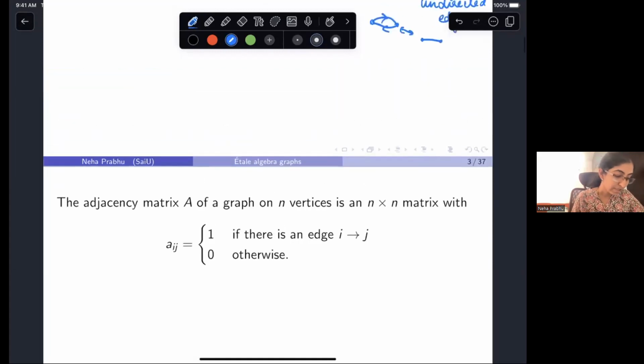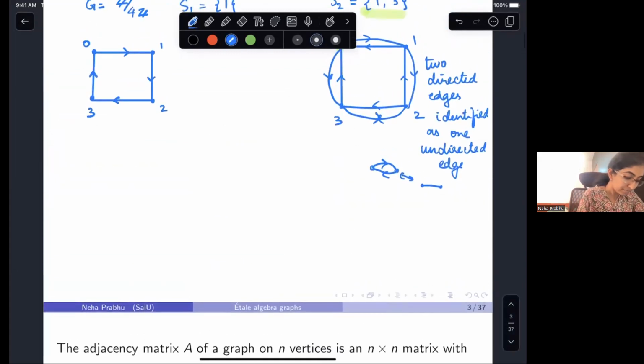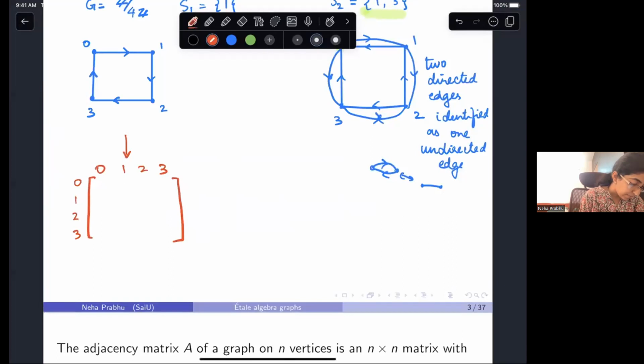Okay, so for this graph, what will be the adjacency matrix here? I have 0, 1, 2, 3, and 0, 1, 2, 3. There's an edge from 0 to 1, an edge from 1 to 2, an edge from 2 to 3, and an edge from 3 to 0. And everything else will be 0.